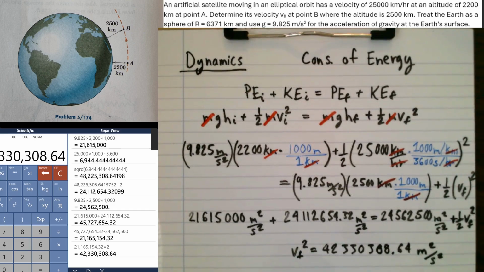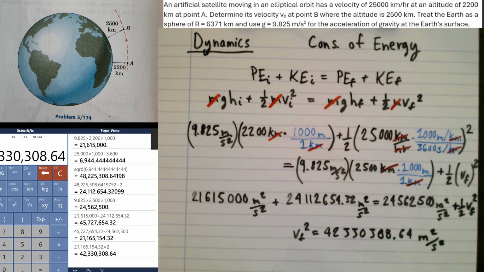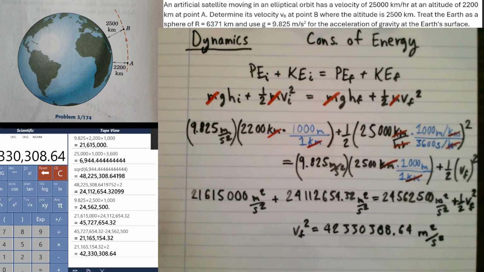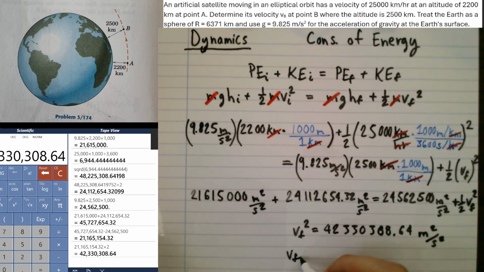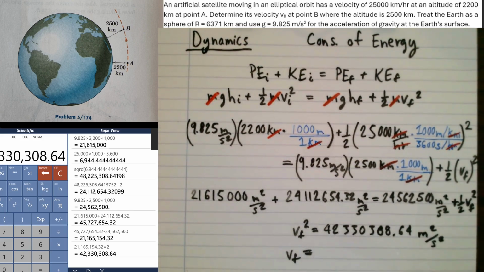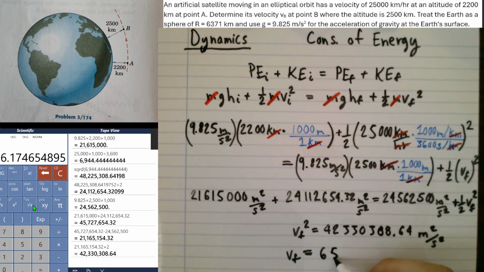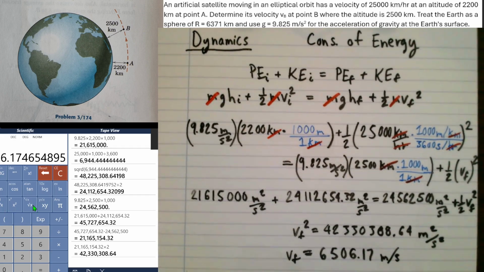Our last step now, we're going to square root our vf squared term to get just vf. So the final velocity will be the square root of this number we've calculated so far. So we take the square root, and we get 6,506.17. Square root of meters squared is meters. Square root of second squared is just seconds, so meters per second.